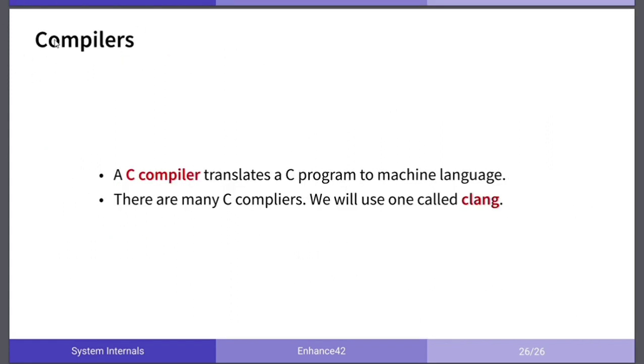Now we have to compile our C program. A C compiler translates a C program to machine language. There are many C compilers, but here we use clang for our C program compilation.